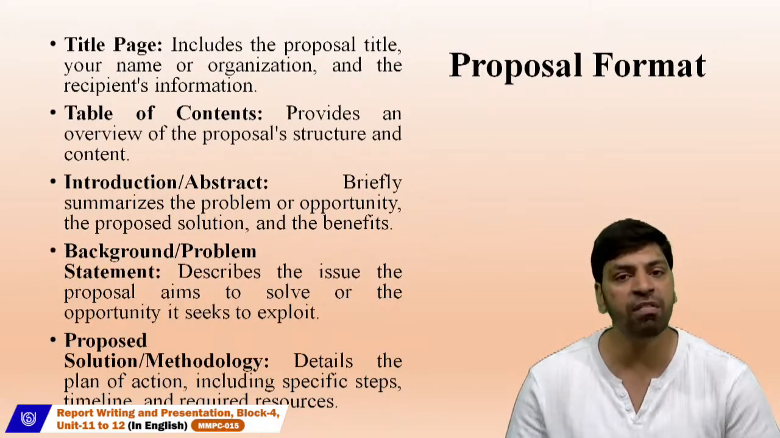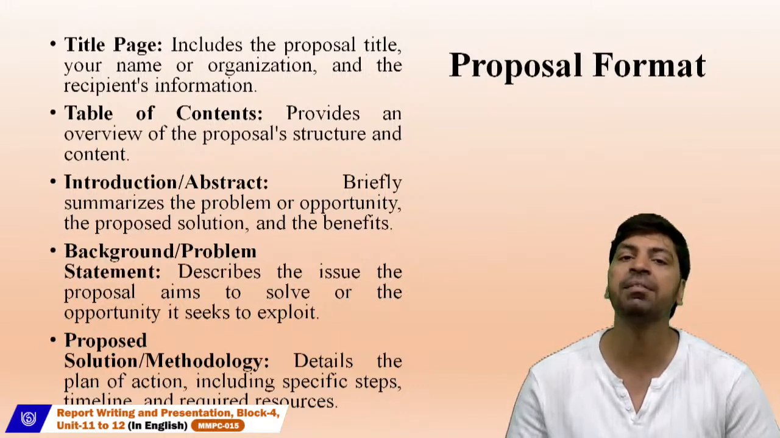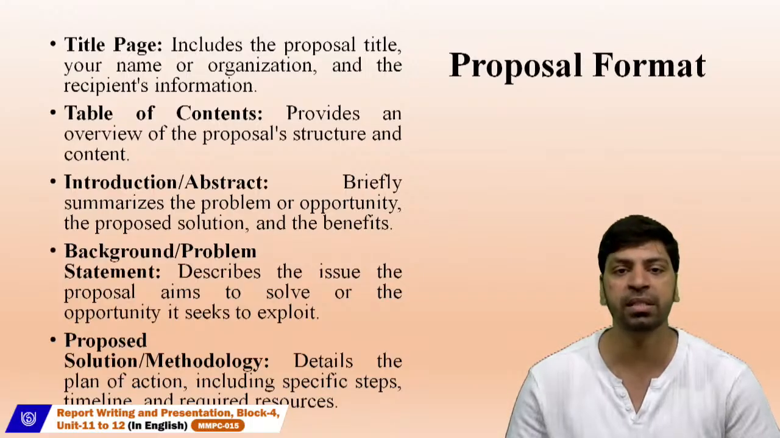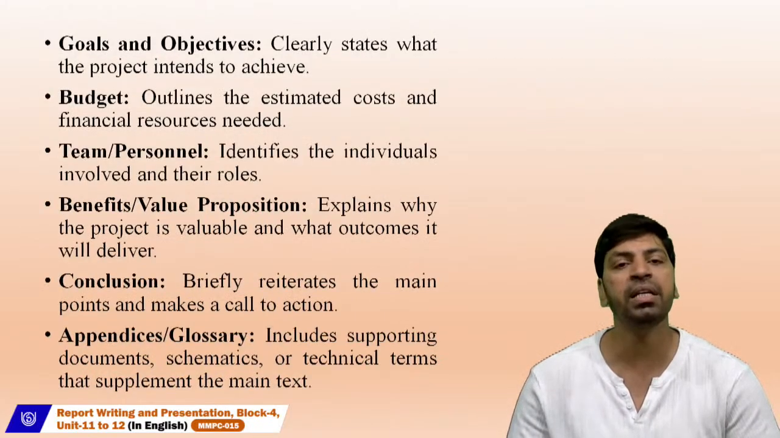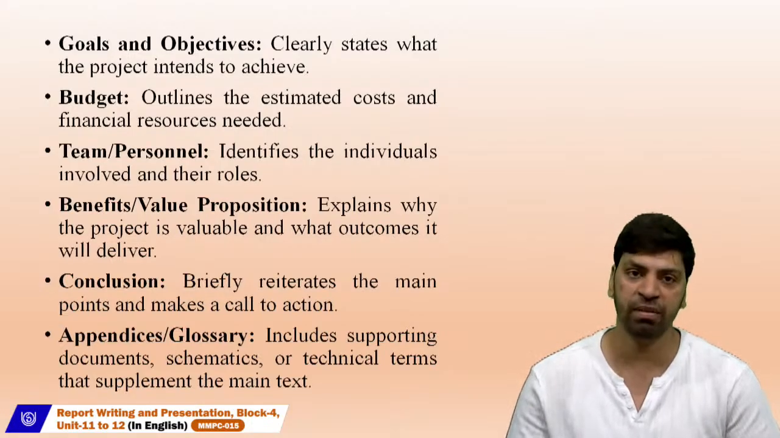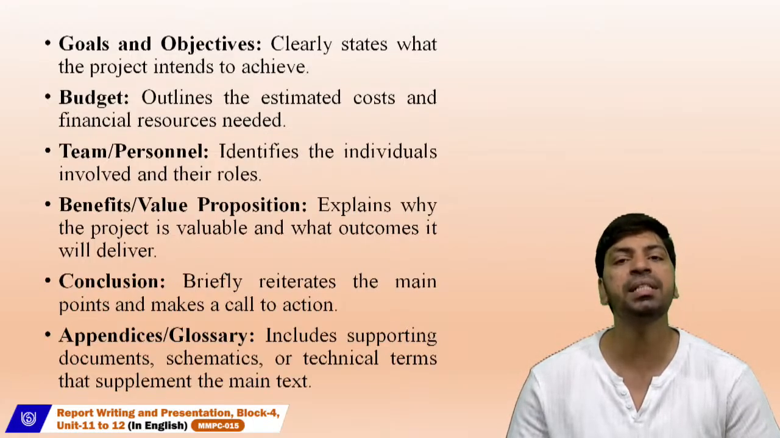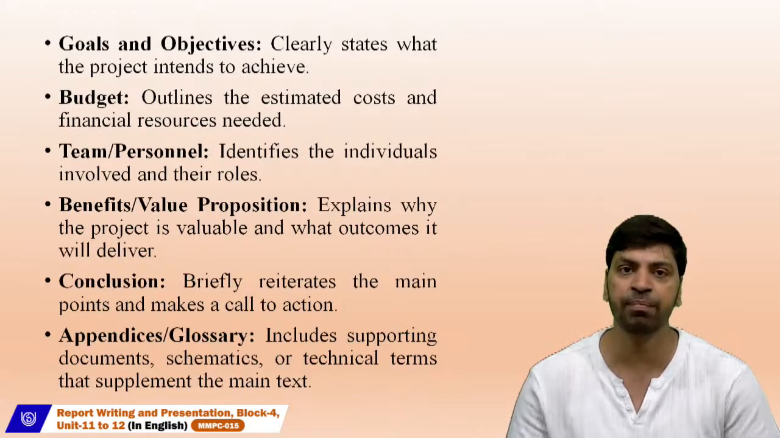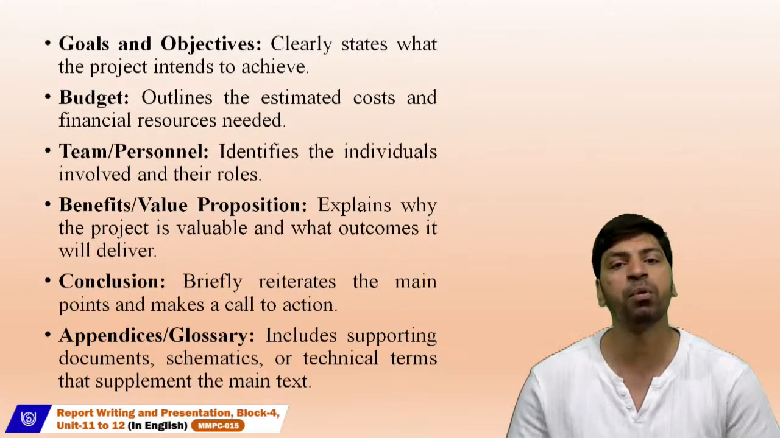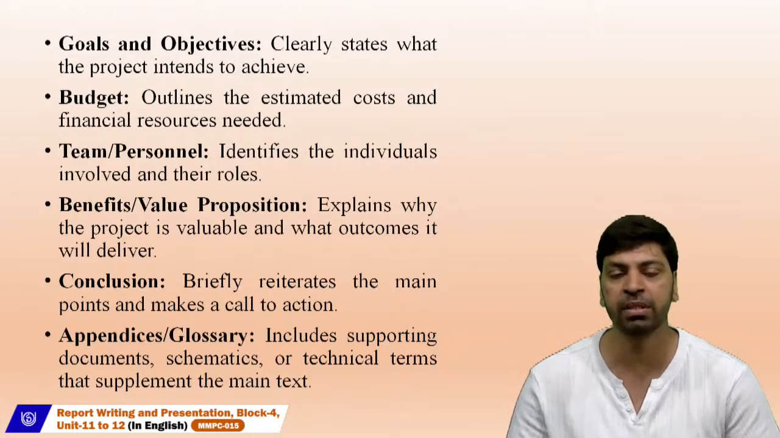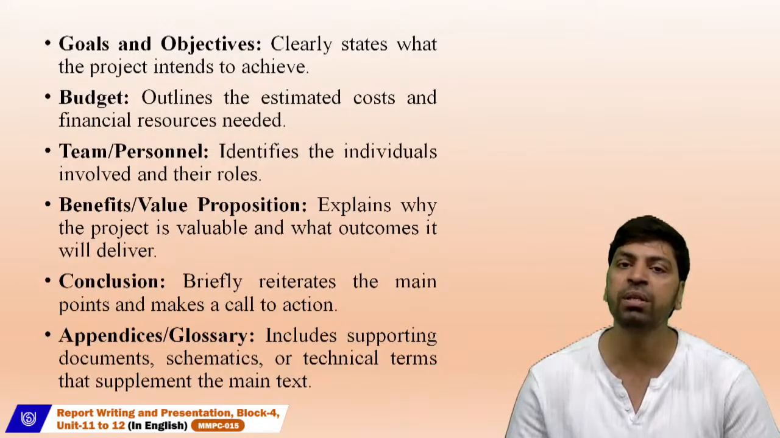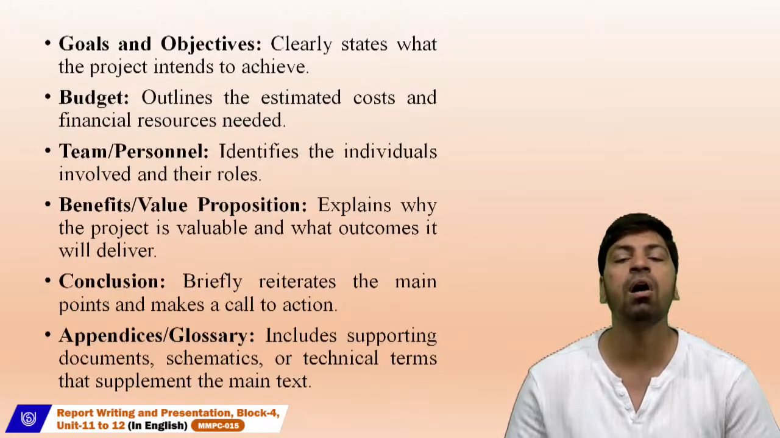Next is proposed solution and methodology: details of the plan of action, outlining the specific steps, timeline, and required resources, which could be included in the research methodology. Next is goals and objectives, which should clearly define the project goals to achieve. Next is budget, which outlines the estimated cost and financial resources needed. Team and personnel identify the individuals involved and their roles. Benefits and value proposition explain why the project is valuable and what expected outcomes it could deliver. Next is conclusion, which briefly summarizes the main points and makes a call to action.